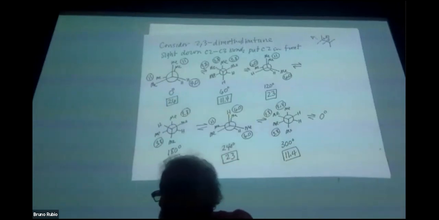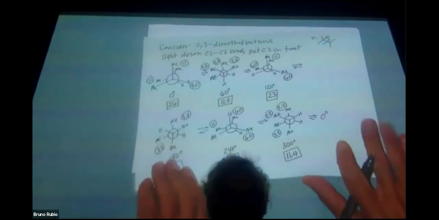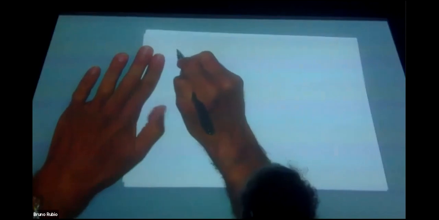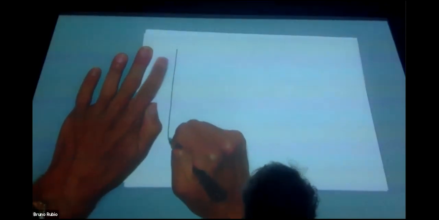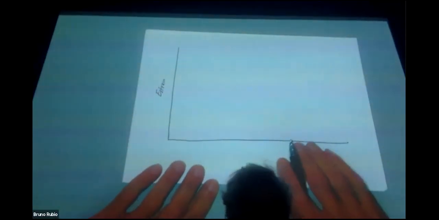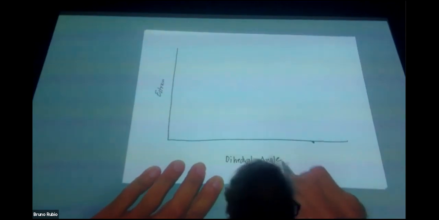All right, so now what we can do is we can take all of this numerology and make a pretty picture. All right, and so this is going to be our energy curve. All right, so along the y-axis, I'm going to put strain energy. And along the x-axis, what I'm going to illustrate is the dihedral angle, right? And this is arbitrary, right?